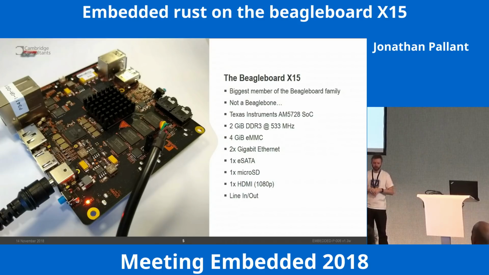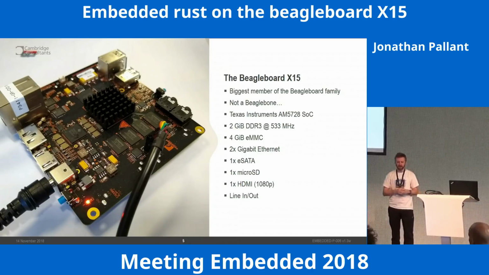AM5728 system on chip. A recurring theme of this talk: Texas Instruments, and I guess embedded engineers in general, and naming things. I'll be honest, it's a problem. So this is the delightfully named AM5728 processor. We've got 2 gigabytes of RAM, we've got 4 gigabytes of flash, we've got some Ethernet, eSATA, SD cards, HDMI.